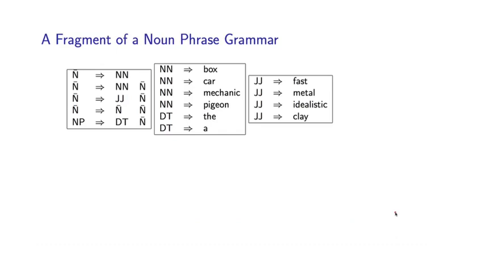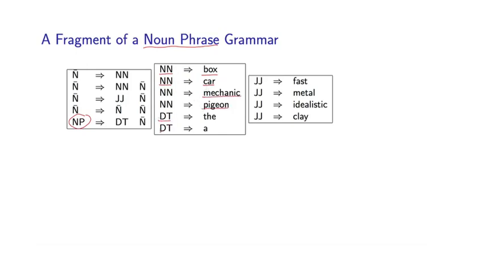Okay, so I'm next going to start to build up a simple grammar for what are called noun phrases. And a noun phrase has this category NP. And let me show you how these rules work to give us several different noun phrases in this language. Okay, so the rules over here have parts of speech rewriting as various words. For example, this rule says that the part of speech NN, remember that's a singular noun, can be a box, or we can have NN rewriting as car, or mechanic, or pigeon.